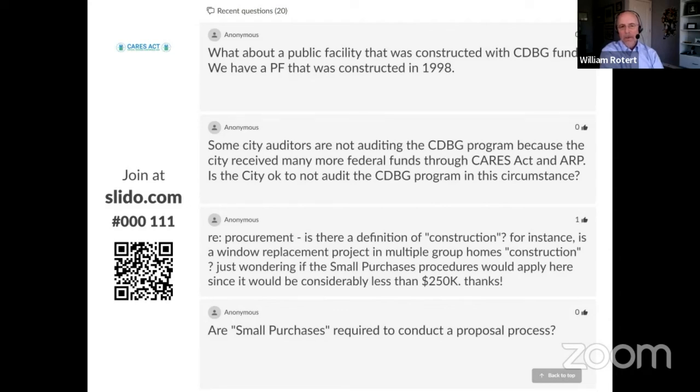But the key here is you say that the total cost is less than 250,000. So you can go through the small purchase approach. And the small purchase approach is not a formal bidding, closed bid process or sealed bid process. But you typically go through some kind of a competitive process where you might go to multiple vendors and ask them for some indication of what they would charge or what it might cost. So you have to have some kind of documentation.